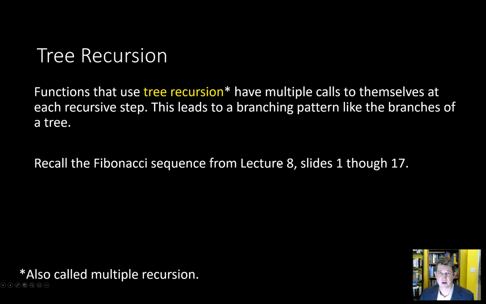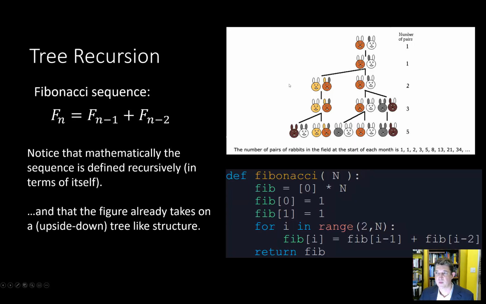Remember the Fibonacci sequence from lecture 8, slides 1 through 17. Just to remind you, this is where we had a mathematical representation of how many pairs of rabbits we would have after some number of generations. Notice that mathematically this Fibonacci sequence was defined recursively. So we said that the number of pairs after the nth generation was equal to the number of pairs after the n-1th generation plus the number of pairs after the n-2 generation. Okay? So the sequence we ended up with was 1, 2, 3, 5. So we add up the previous two terms to get the next term.